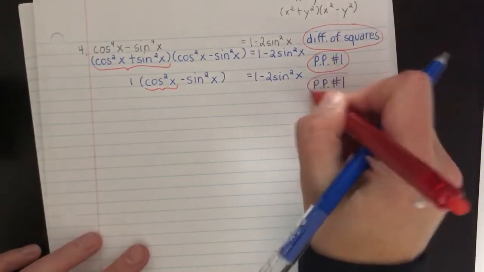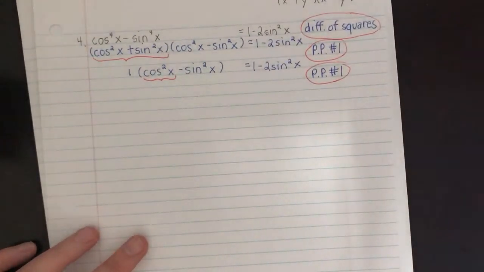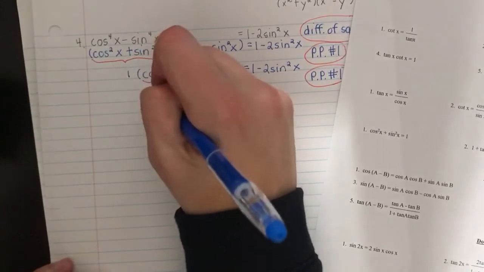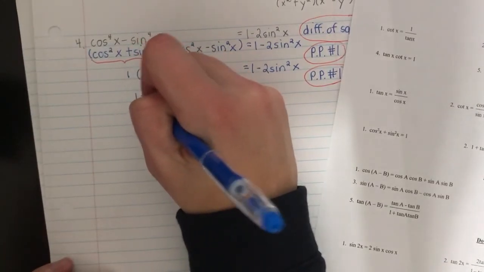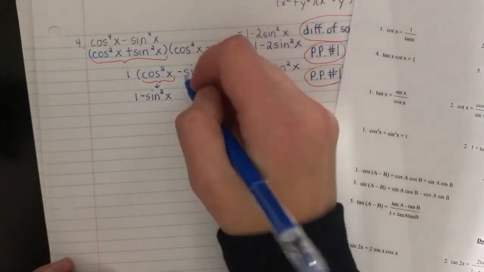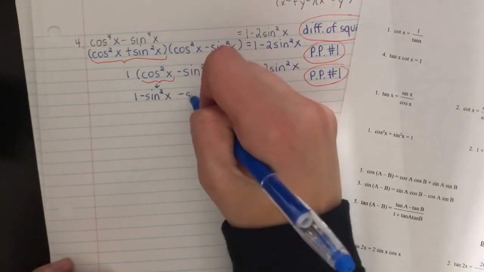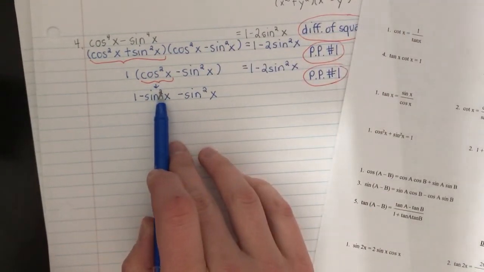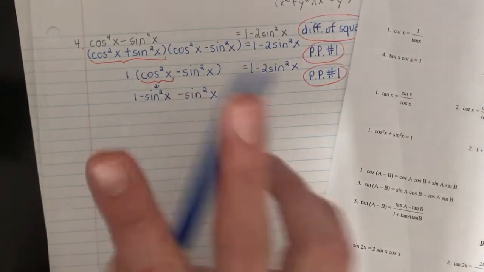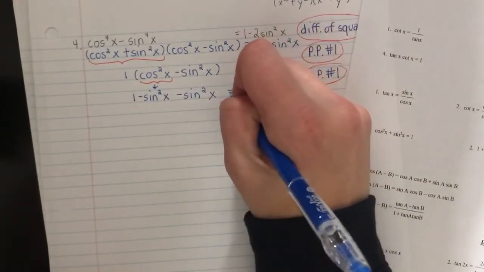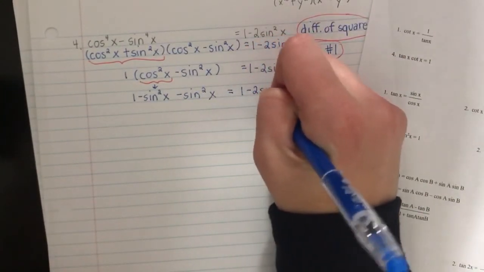So I'm going to replace this again using that Pythagorean property number 1. I'm replacing cosine squared x with 1 minus sine squared x. And then dragging this down, minus sine squared x. Remember that 1 times this quote-unquote went away because 1 times this is just this. And that equals 1 minus 2 sine squared x.